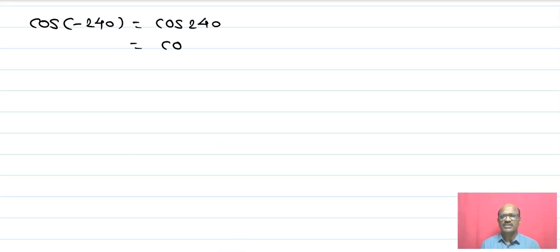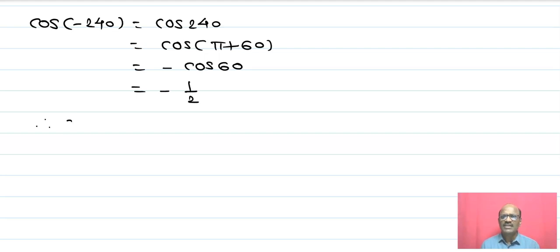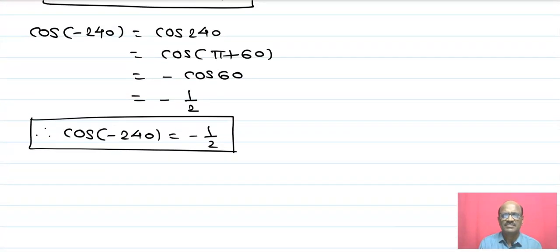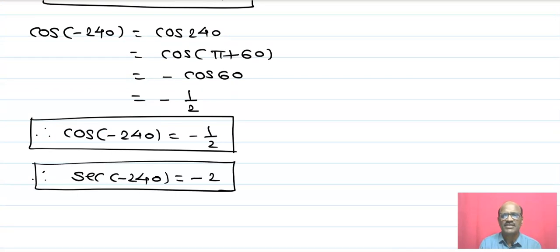Cos of minus 220. Cos absorbs the negative, no problem. And it is written as pi plus 60, no problem. And cos is negative in the third quadrant. That is minus cos of 60, and that cos 60 is 1 upon 2. And in this way we have the value minus 1 upon 2. Therefore sec of minus 220 is equal to minus 2.